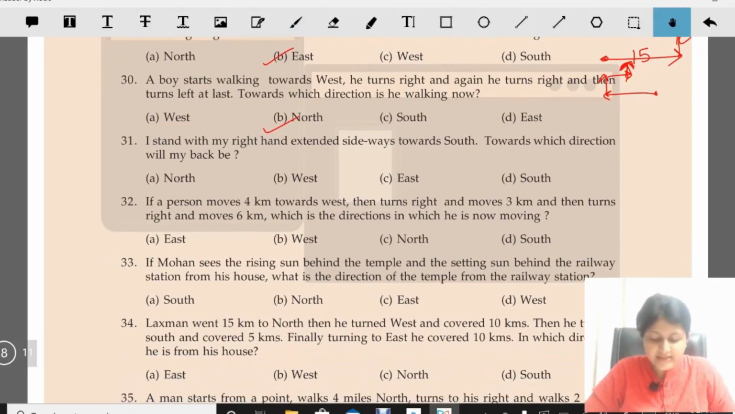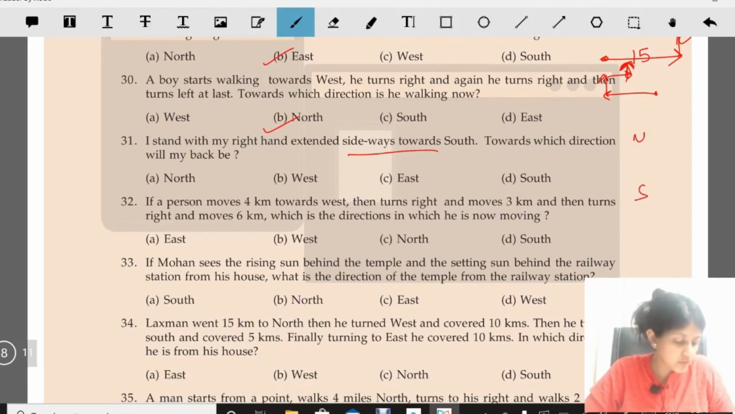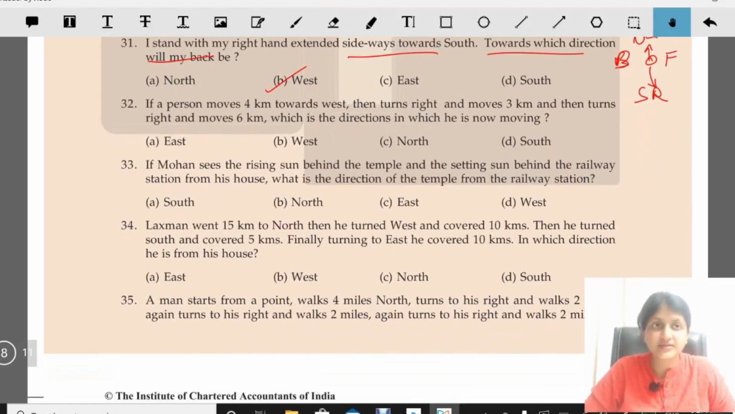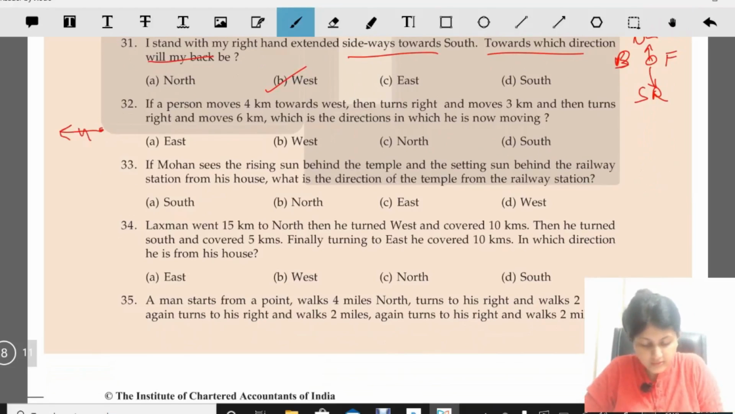31. I stand with my right hand extended sideways towards south. Okay, so north, south. Right hand is here. This is right hand, this is left hand. This is face, this is back. Towards which direction will be my back? So back is in which direction? West. Okay. Question 32. If a person moves 4 kilometers west, then turns right and moves 3 kilometers, and then turns right and moves 6 kilometers, which is the direction in which he is moving now? He is moving in the east direction.